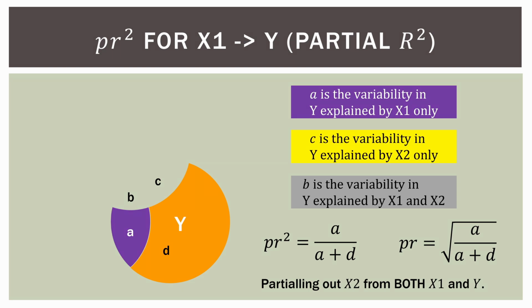So on the left, we have partial R squared. On the right, we have partial correlation. We partialed out X2 from both X1 and Y. So you see this sort of bite we've taken out of the circle. We took a bite out of Y, and we took a bite out of X1. That's why it looks like this curved shape. But this is the visual representation of partial R squared and this partial correlation.